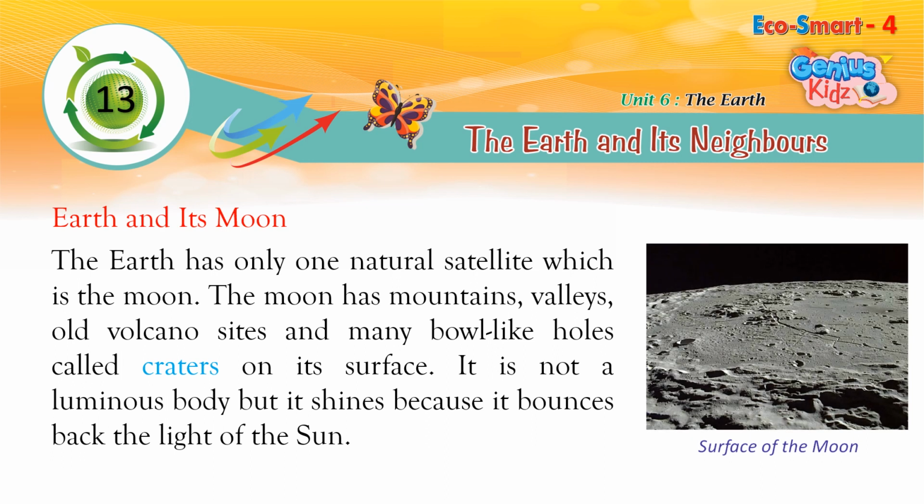Earth and its moon. The Earth has only one natural satellite, which is the moon. The moon has mountains, valleys, old volcano sites, and many bowl-like holes called craters on its surface. It is not a luminous body, but it shines because it bounces back the light of the sun.